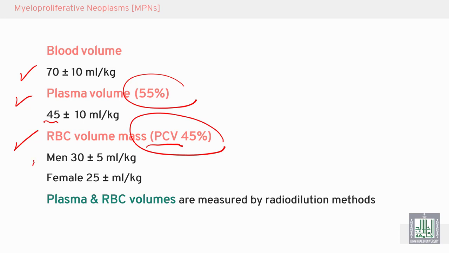In males, it is about 30% plus or minus 5 mL per kilogram. In females, 25% plus or minus 5 mL per kilogram. Males are more than females due to hormonal changes. Plasma and RBC volume are measured by radio dilution methods.